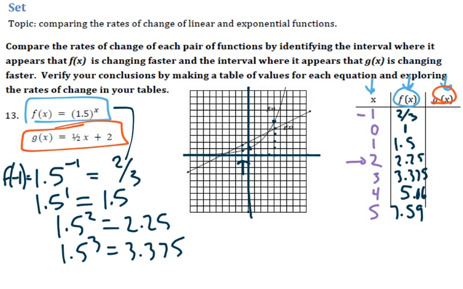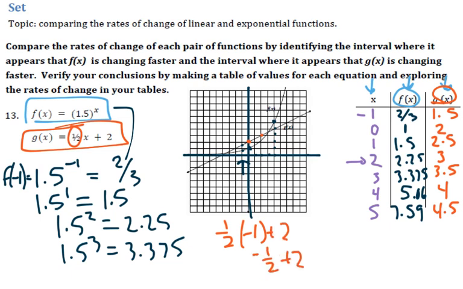So g of x is probably easier to see. At 0, it's up to 2. At 2, it's up to 3. And notice it's grown by a half, right? So we're adding a half each time, so that'd be 2.5, 3.5, and then 4, then 4.5. So this would be 1.5, right? If we didn't know, we could plug it in. 1/2 times -1 plus 2 gives us -1/2 plus 2, which is 1.5.